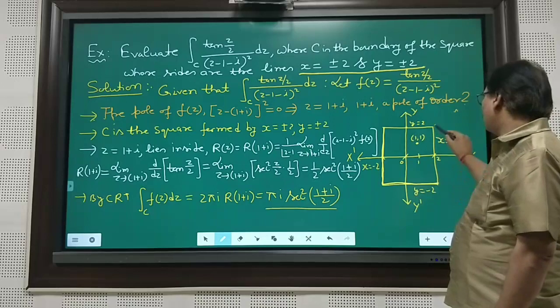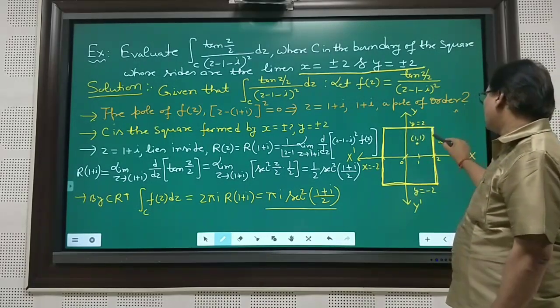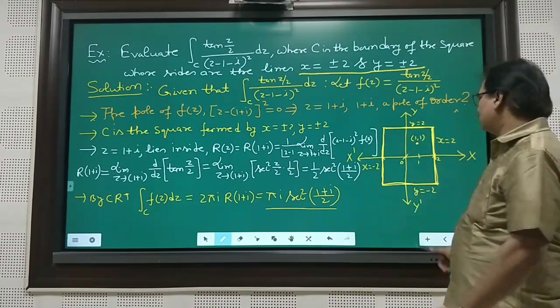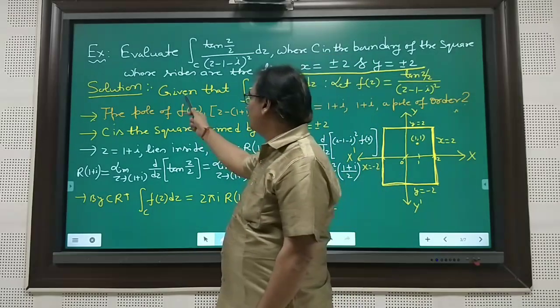The square where the lines are given: y is equal to 2, y is equal to minus 2, x is equal to 2 and x is equal to minus 2. So this is a square. Okay. So now first of all, you look at what is given.